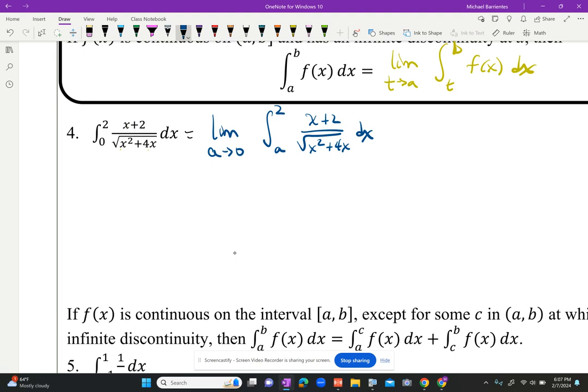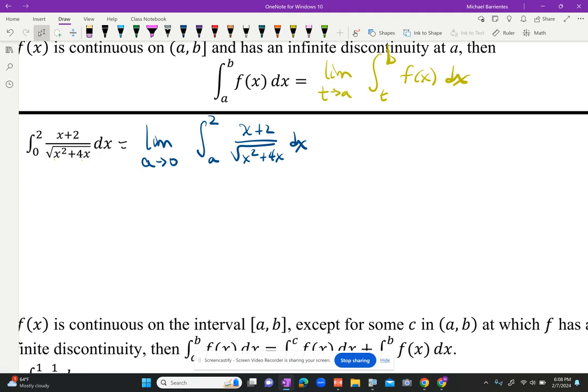So now I need to find the antiderivative. Then I'm going to plug in the top limit, plug in the bottom limit, subtract, and then take the limit as a approaches 0. Well, I noticed that this might require me to do a little u substitution. So what if u is the inside of the square root? That means du is 2x plus 4 dx. Well, I don't have a 2x plus 4 dx. I have an x plus 2. But if I double it, that will give me 2x plus 4, which is what I need. But if I multiply that by 2, I have to balance it out with a 1/2 on the outside.